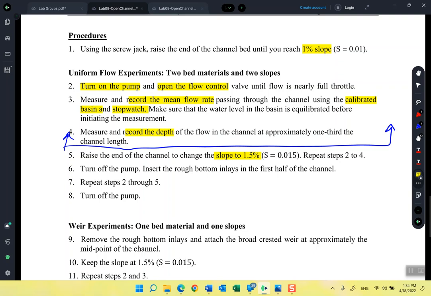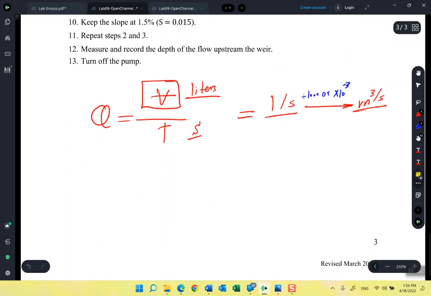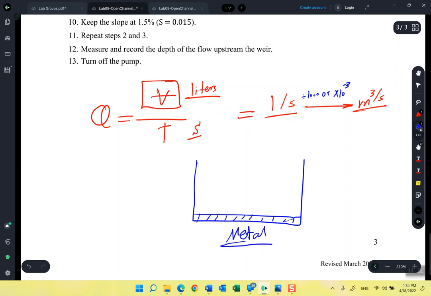The same 2 trials will be repeated but for a different bed material. What I mean by bed material, if you remember, we mentioned that the bed material of our flume is metal. So just to understand how Manning coefficient changes with changing the bed material, we are going to exactly do this thing. We are going to change the bed material.